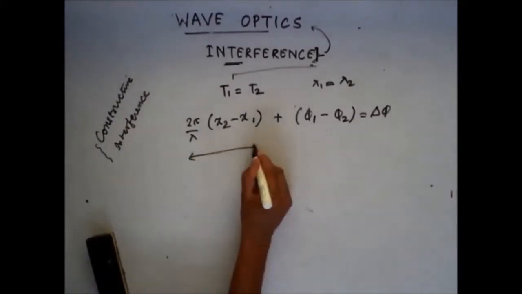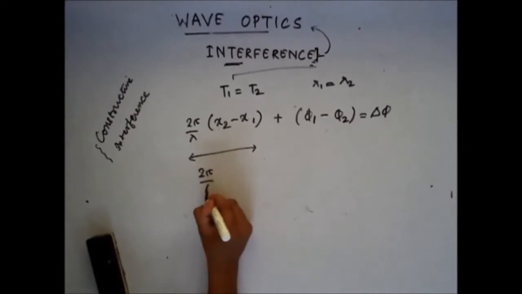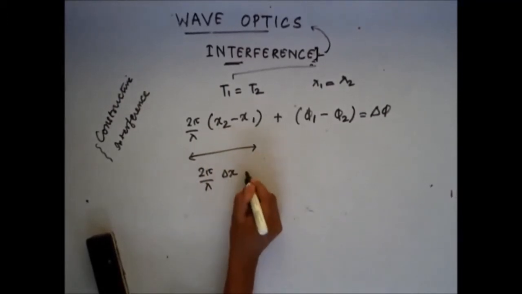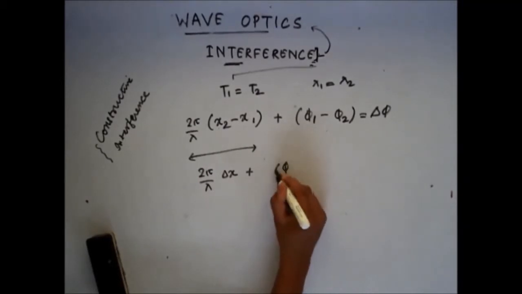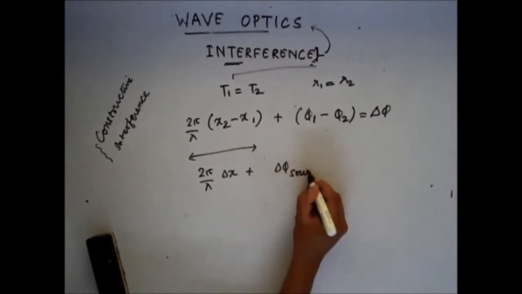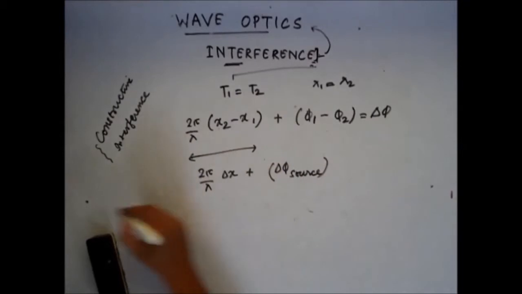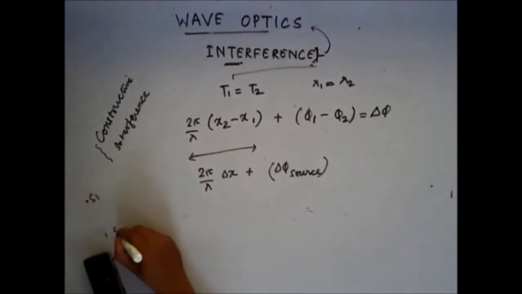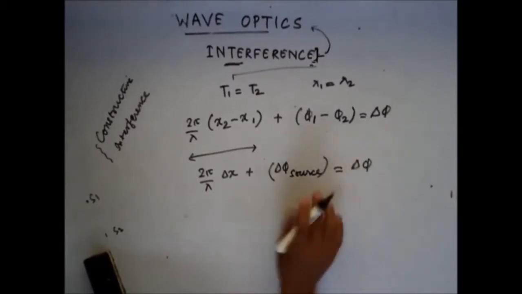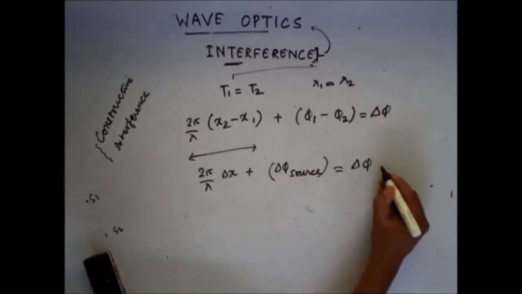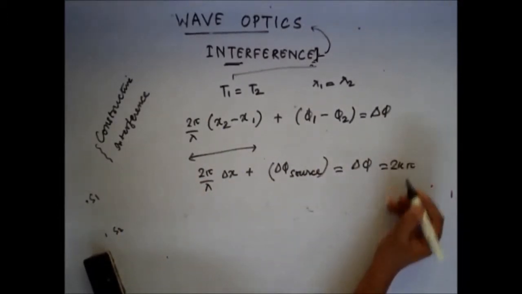Now this part I can write as 2 pi by lambda times del x, plus this one I can write as the phase difference between the sources. This was my one source S1, this was my second source S2. This was equal to del phi, the phase difference, and for constructive interference this was equal to 2k pi.